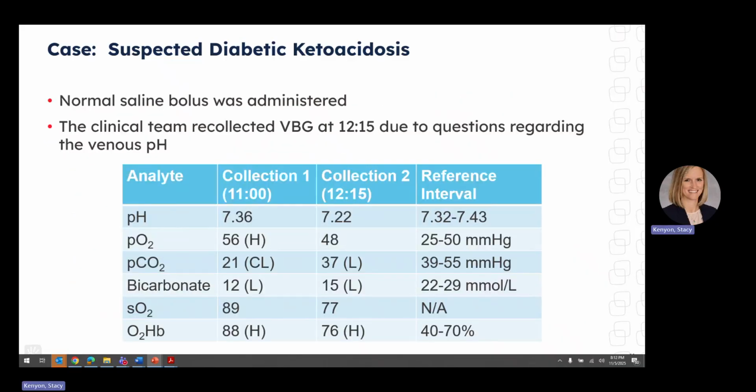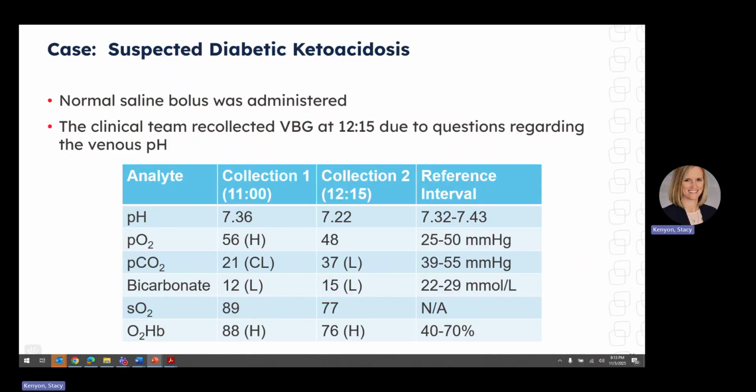As part of the immediate interventions, the patient was administered normal saline. The clinical team then drew a second blood gas specimen approximately 1 hour later because they were questioning the seemingly normal pH result on the first draw, as it was not consistent with what they thought was the clinical picture of the patient. The second draw results are shown here in the third column.